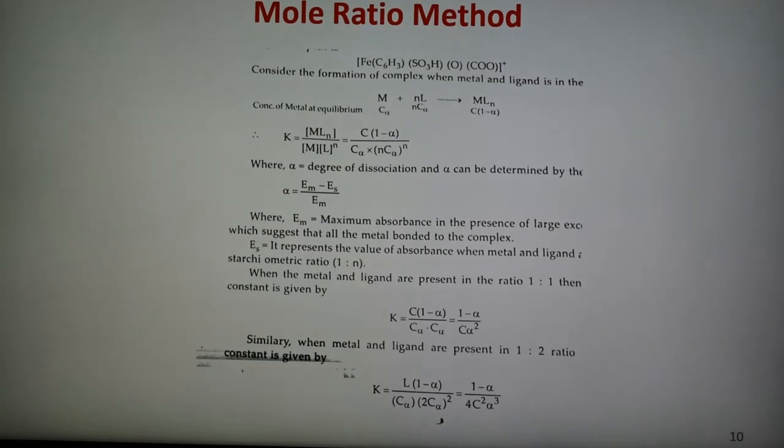So these are the two methods used to determine the composition and the stability constant of the complexes. One is Job's method, second is the mole ratio method. The mole ratio method is simple as compared to Job's method. By using Job's method we know the composition and also the stability constant, and by using the mole ratio method, the particular composition of the complex, stability constant for 1:1, for 1:2, for 1:3 composition of the complex can be determined.